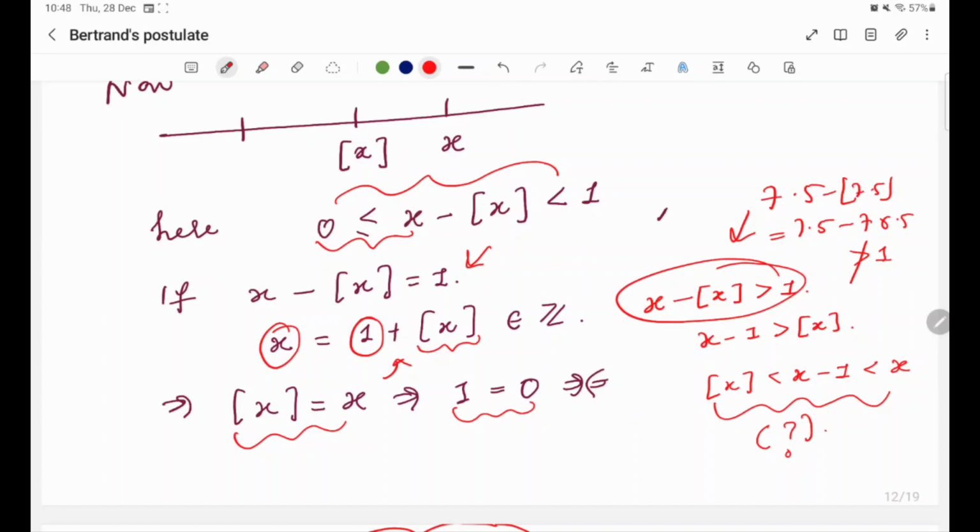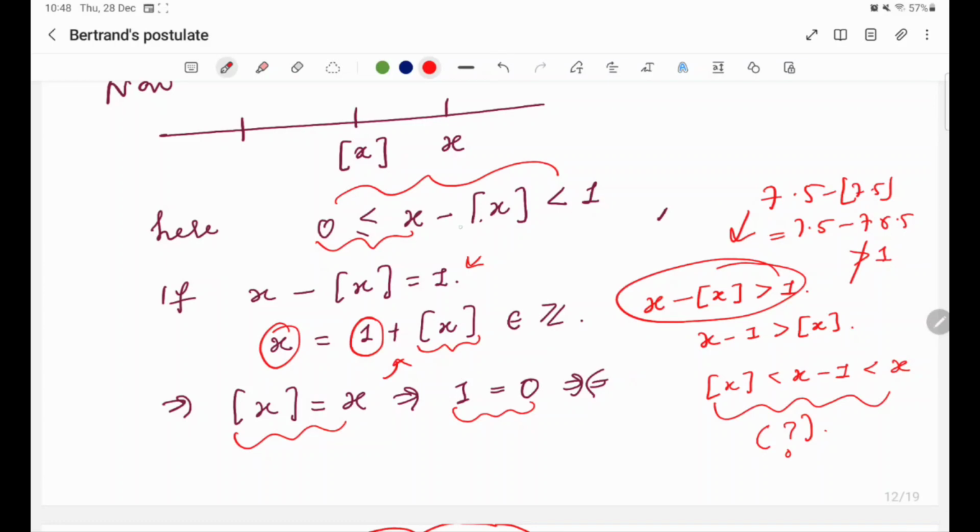It's your task, right? So this won't happen. x minus floor of x cannot be greater than 1 for any real number, right? And even though it is less than, now we are avoiding that, so it is not equal to 1 also.